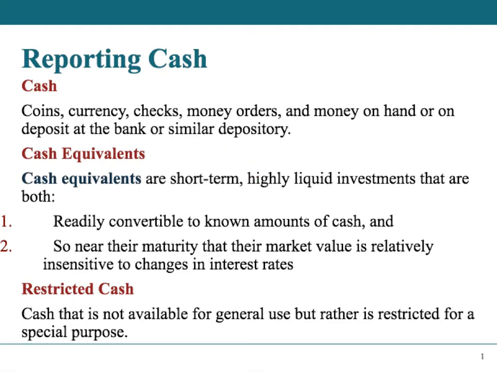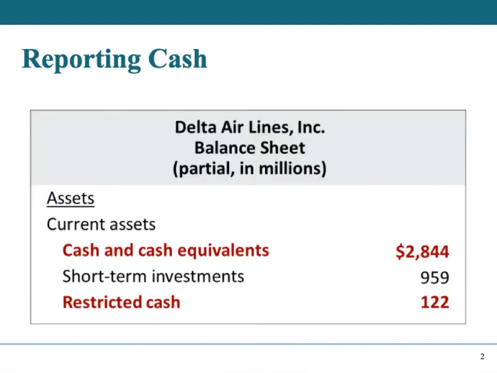And we can also have restricted cash that is not available for general use, but rather is restricted for a special purpose. It could be a court restriction, for example. If there's a lawsuit or litigation going on, the court could put a specific restriction on the amount of cash until it is all settled. So for example, Delta Airlines, under current assets, you will have cash and cash equivalents combined together, and restricted cash has to be separated from this.